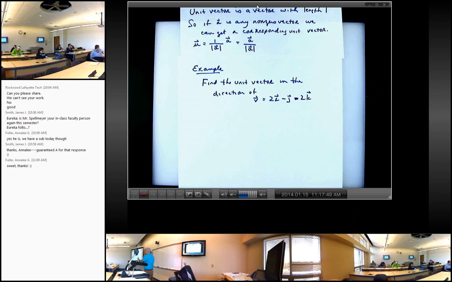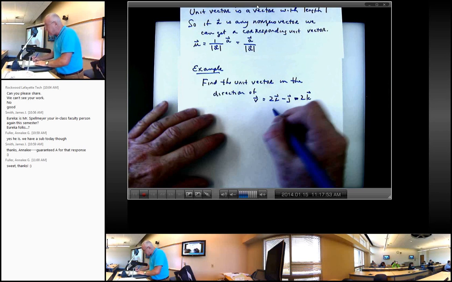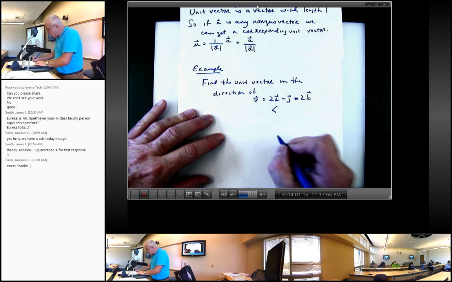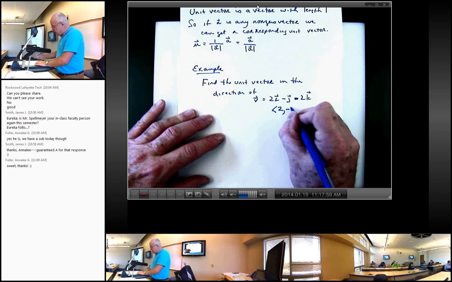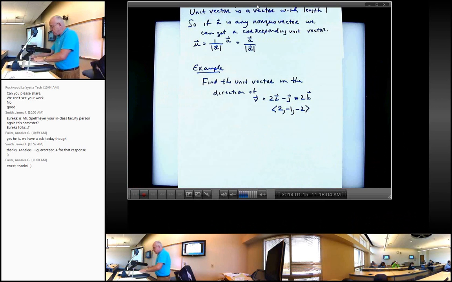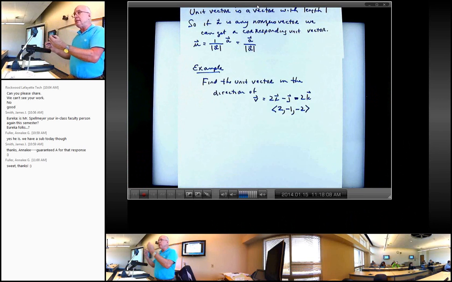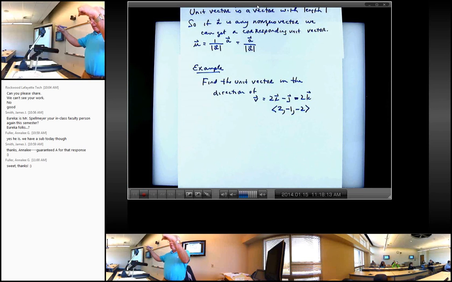An exactly equivalent way of writing that same vector is this, using the angle brackets: 2, this minus here corresponds to minus 1, and then we have minus 2. So these are two different ways of writing the same vector. One using those basis vectors, the other using the angle brackets.